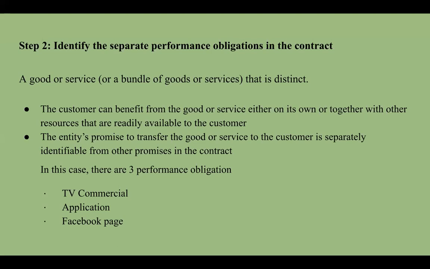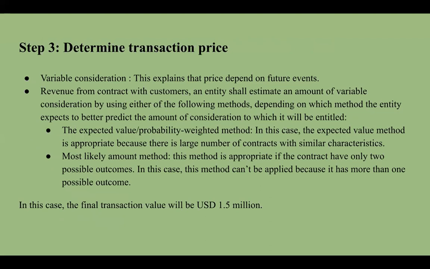The step 3 is determining the transaction price. According to ASC 606-10-32-2 and the sale country, the amount of consideration the entity expects to be entitled to in exchange for the transfer of goods is the transaction price. The transaction price is determined in step 3. In this case, the transaction price is $1.5 million, the starting point for distributing the transaction price.